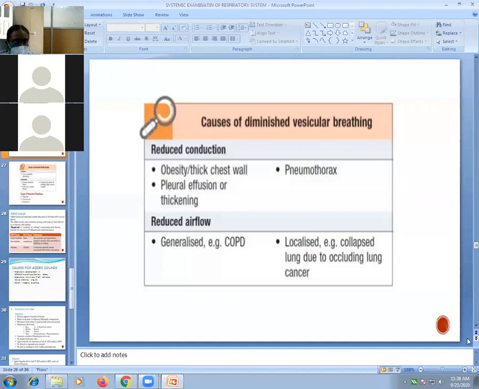Diminished breathing sounds are seen in case of pneumothorax, pleural effusion, fibrosis, and collapse of lung. There will be decreased breath sounds. So these are the causes for decreased breath sounds: pneumothorax, pleural effusion, collapse of lung, and lung fibrosis. Then a generalized decrease is seen in COPD patients. So these are the causes for decreased breath sounds.